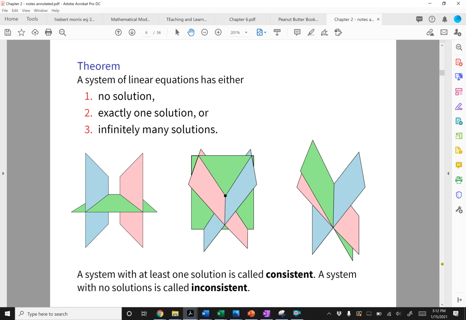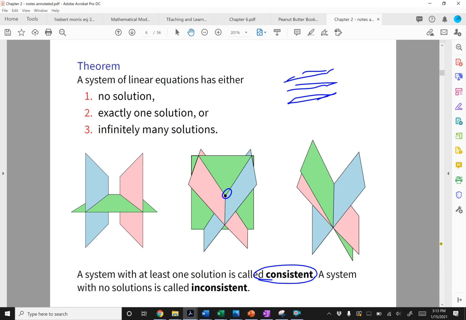There are different ways to end up with those when you're dealing with planes. All three could be parallel, but it doesn't matter. As long as two are parallel, you're not going to get a solution. But here's one point, here's infinitely many points on a line. You could have infinitely many points on a plane, but those are the only options.